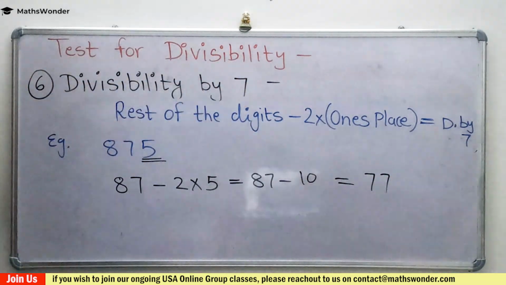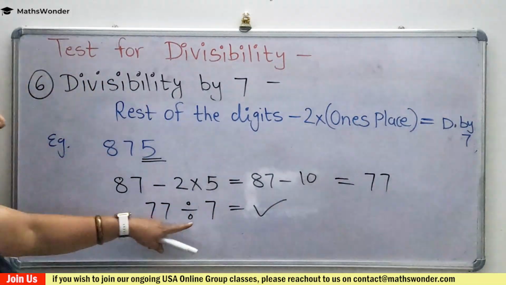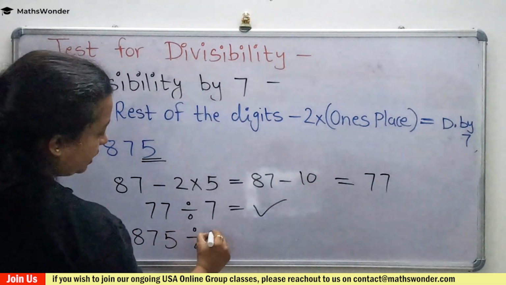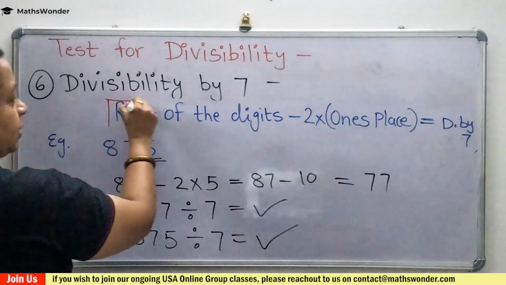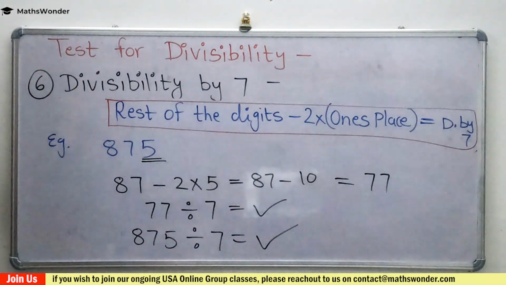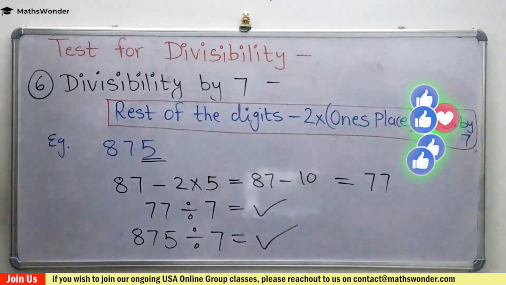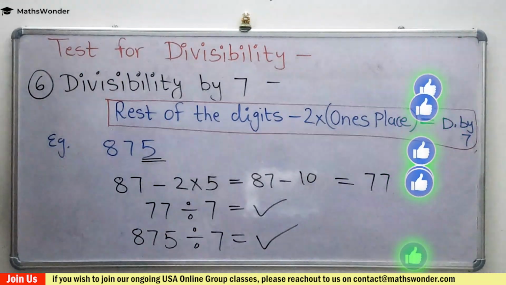Okay, 77. So 77 is divisible by 7, right? Yes, 77 is divisible by 7. That means 875 is also divisible by 7. Understood the format? If you remember this format, you can find any divisibility by 7: the rest of the digits minus 2 times the ones place. Understood?